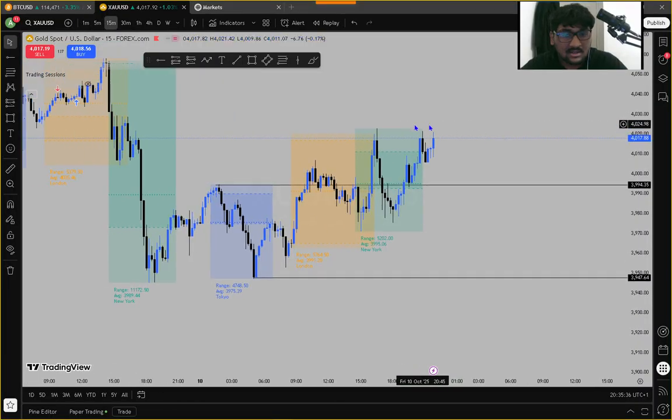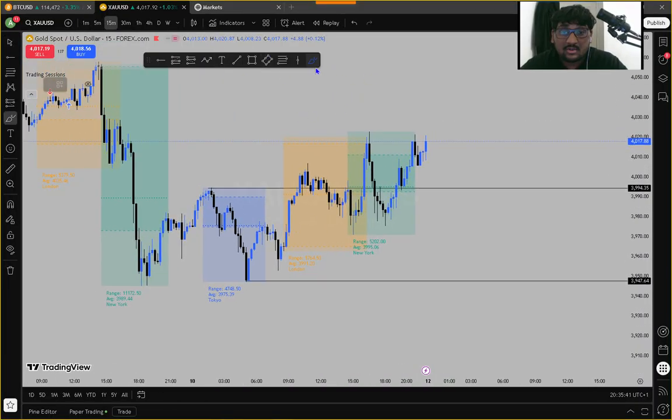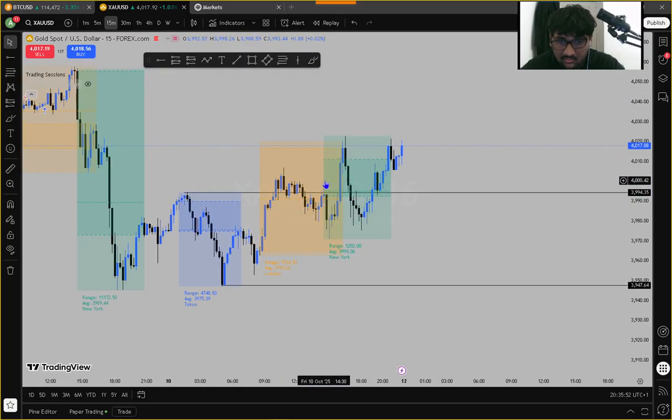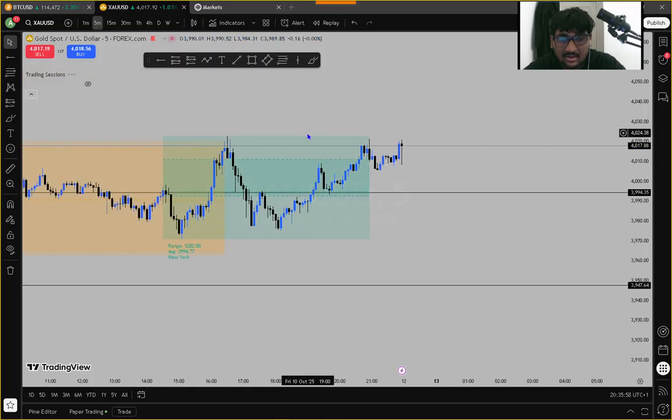For the confluences, we wait for London session to open. We're gonna wait for London session to take either the high or the low. So in this case, London session took out the high. Now we're gonna look for an inverted fair value gap. Can we see any here? We can't see any. Let's go to the 5-minute time frame.